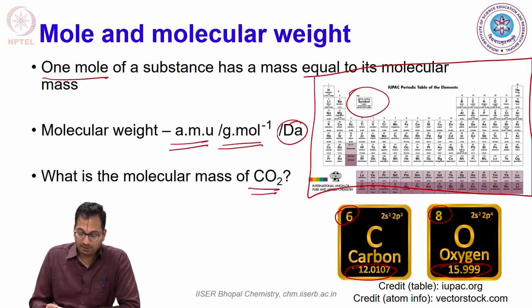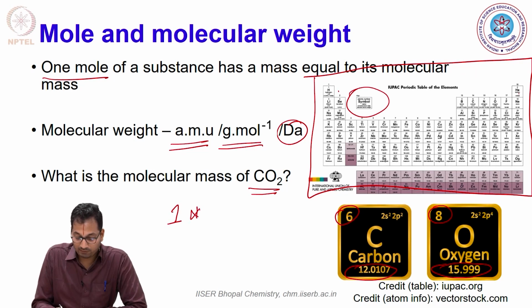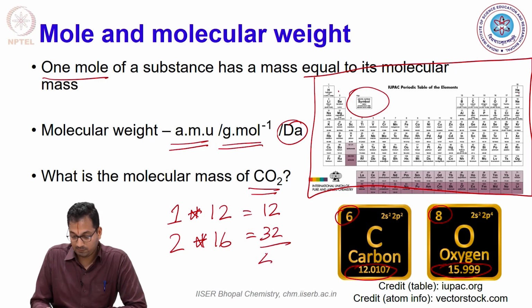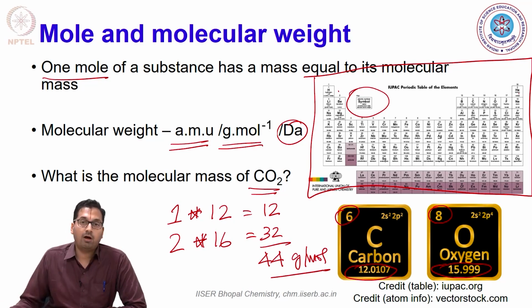So as we go forward, let's ask ourselves, what is the molecular weight of carbon dioxide? This is given by 1 atom of carbon and then 2 atoms of oxygen. This results in 44 grams per mole of carbon dioxide. So basically 1 mole of carbon dioxide weighs 44 grams.